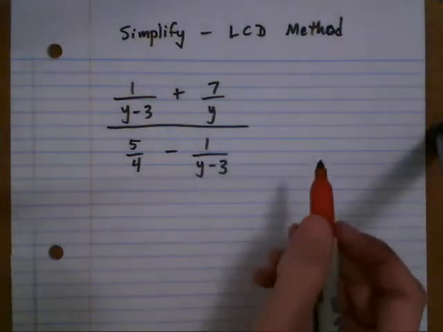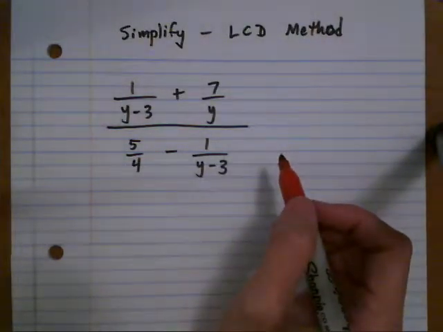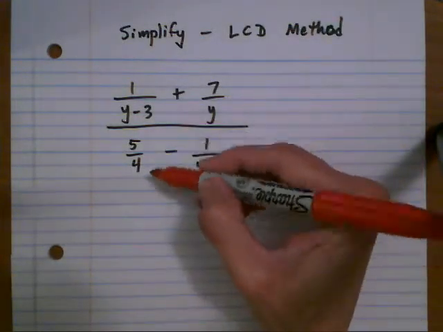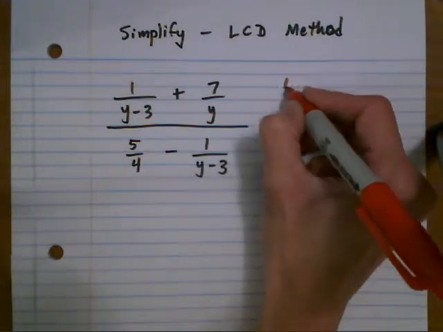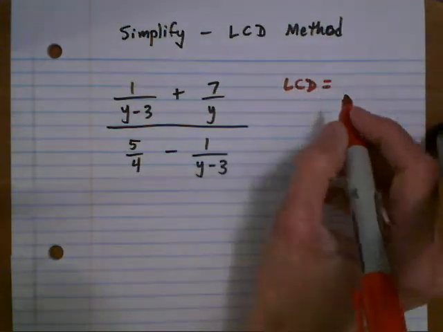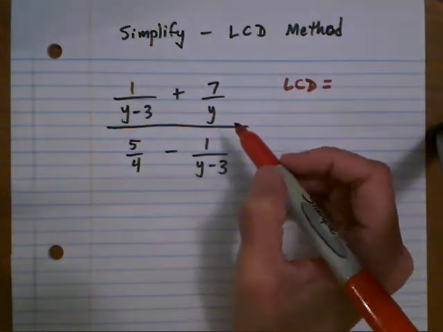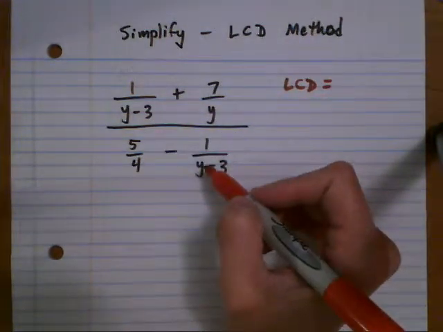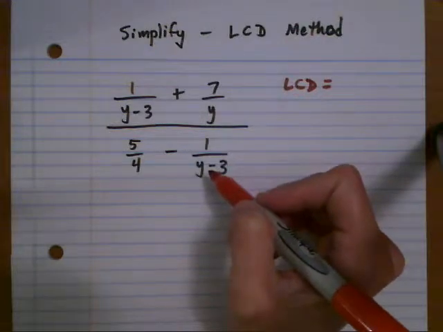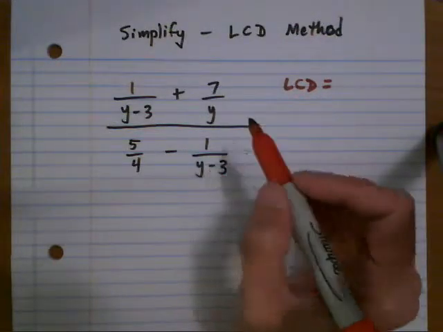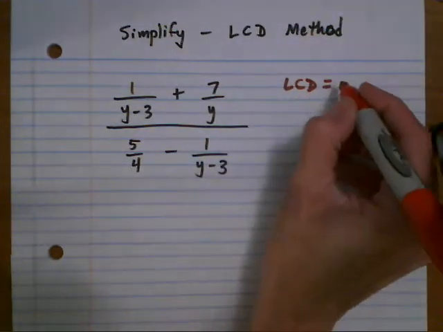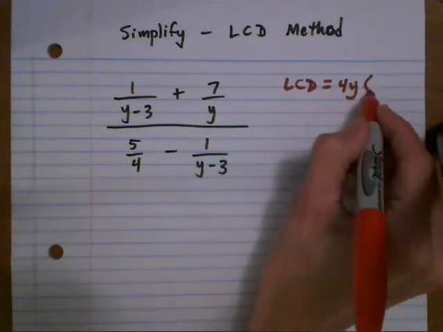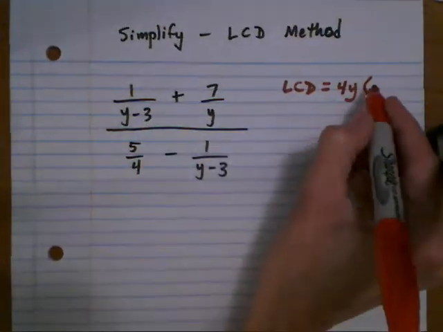We're going to simplify this complex fraction by using the LCD method. For the LCD method, we first figure out what is the LCD of all of the denominators in the problem. And here the LCD is going to be, and remember you need to take every separate factor that's in a denominator the most number of times that it appears in any one denominator. So we need a 4, we need a y, and we also need y minus 3.